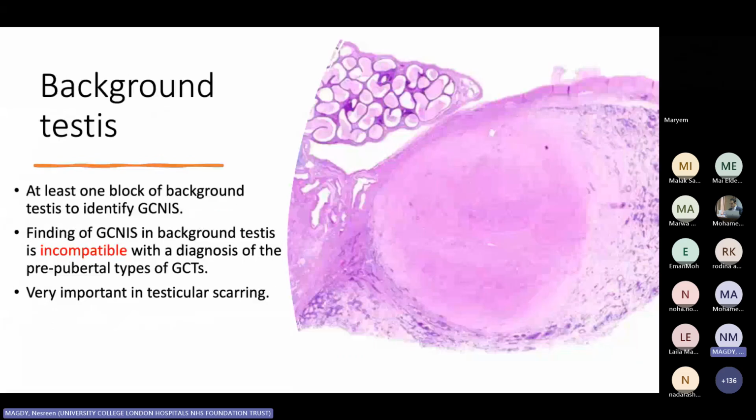So for the background testis, at least one block should be taken to identify the presence of GCNIS if it is present, because its presence or absence is important in terms of subclassifying the tumors, because its presence is incompatible with the diagnosis of prepubertal types of germ cell tumors. And as we mentioned, its presence is very important in the scenario of testicular scarring, because it confirms that the scar we see is a regressed germ cell tumor, not just a traumatic process.